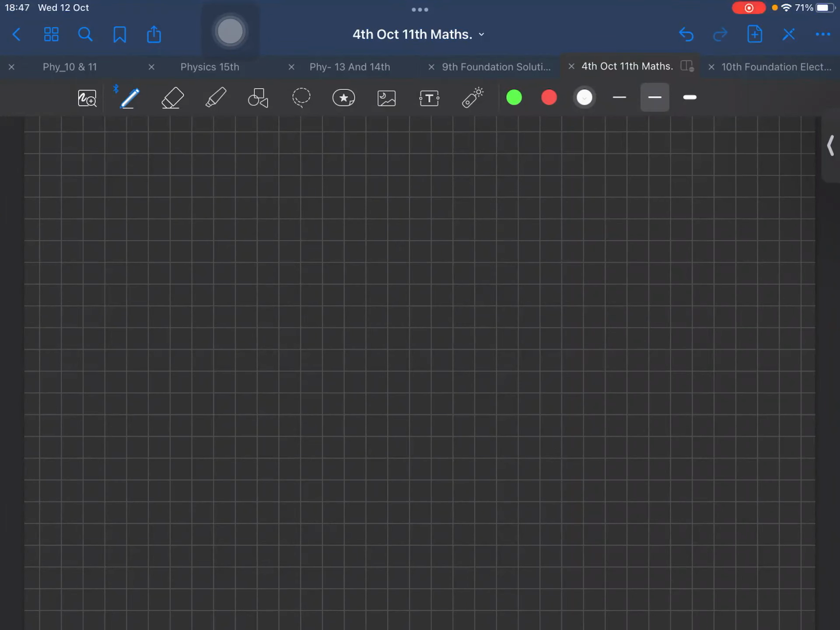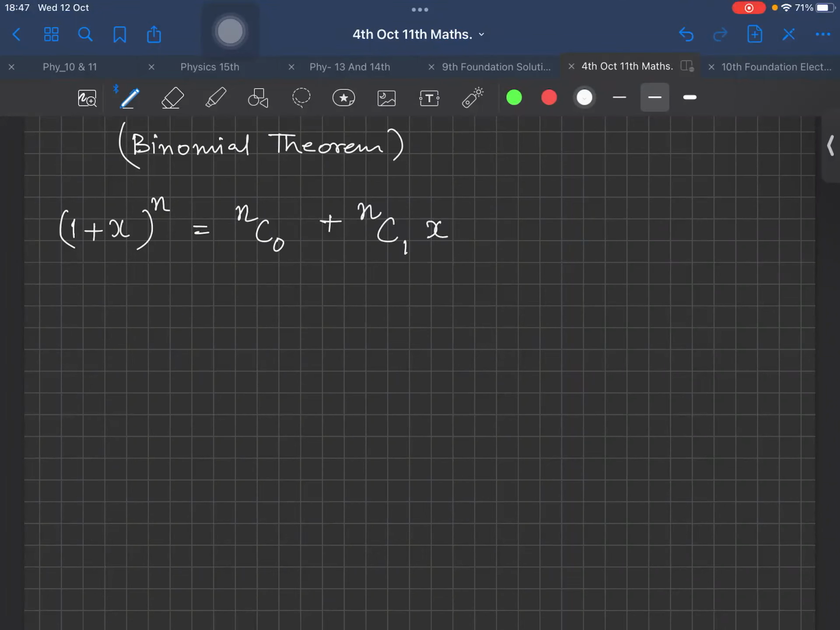All right. Now we will use the binomial theorem to prove this. So how do we write the binomial theorem for (1 plus x) to the power of n? How do we write it? NC0 plus NC1 x plus NC2 x square plus NC3 x cube, and so on, right? And the last term you can write NCn x to the power of n. You get it, because 1 to the power of anything will be just 1, so that's why we are not writing it here.